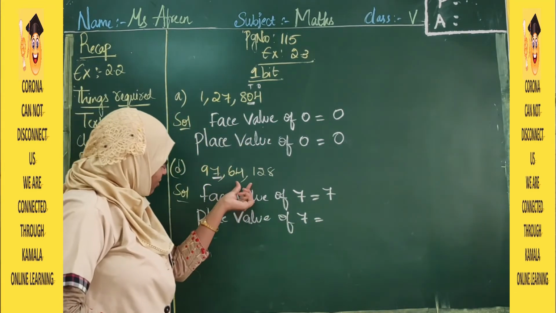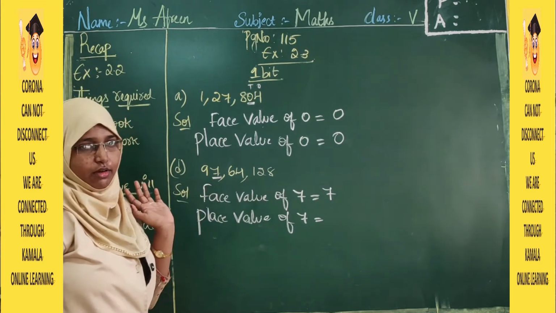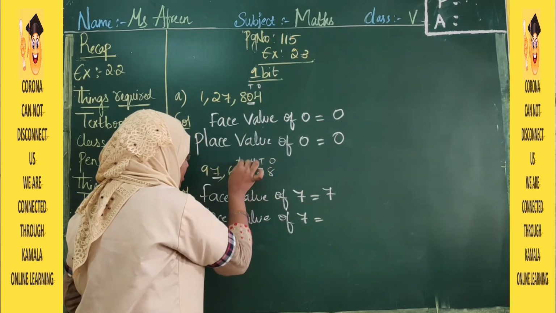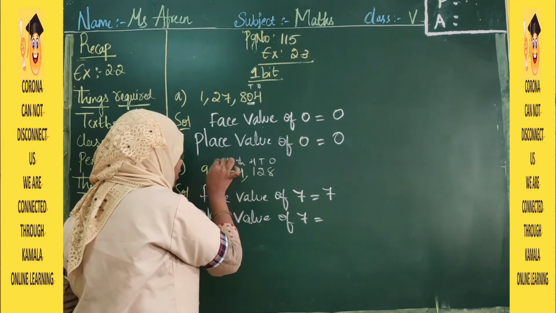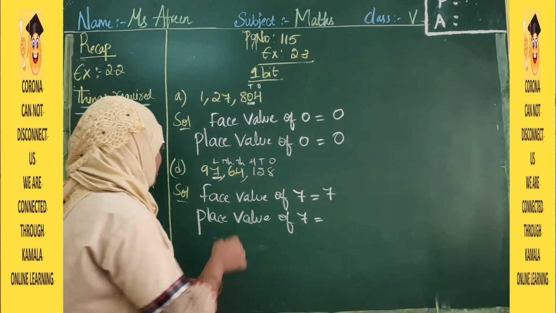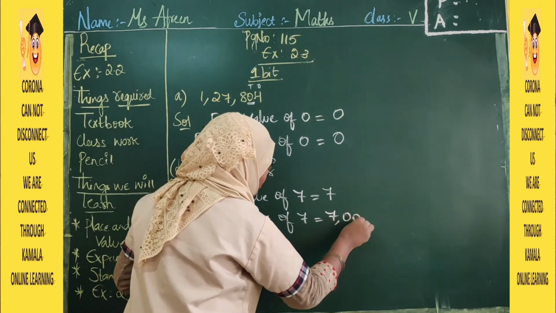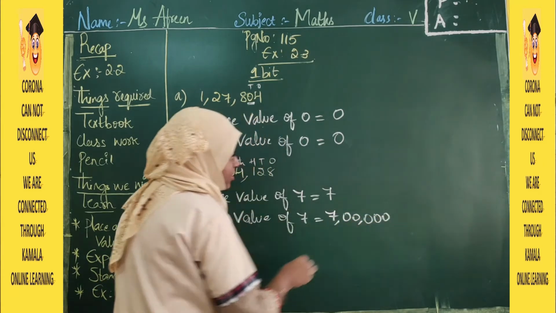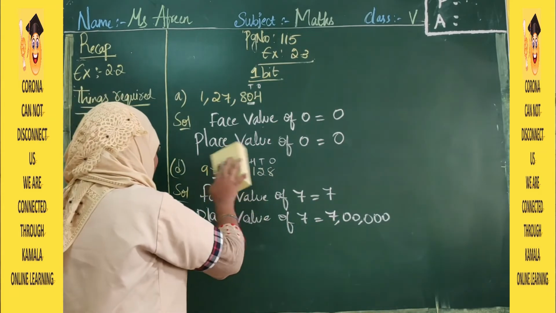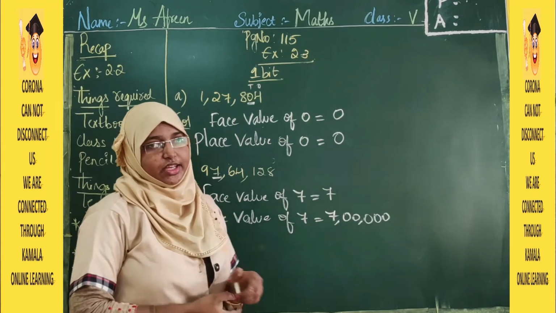Now you see the number here, the comma is after 2 digits. So we know that this is an Indian form. So if you write ones, tens, 100, 1,000, 10,000, lakhs. So 7 is at which place? It is at lakhs place. So 7 lakh value is how much? 7 lakh value is 7 after 5 zeros. So the face value of 7 is 7, place value of 7 is 7 lakh.